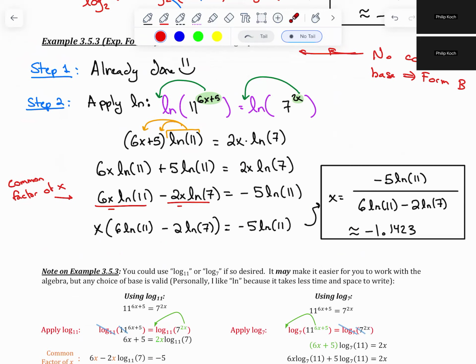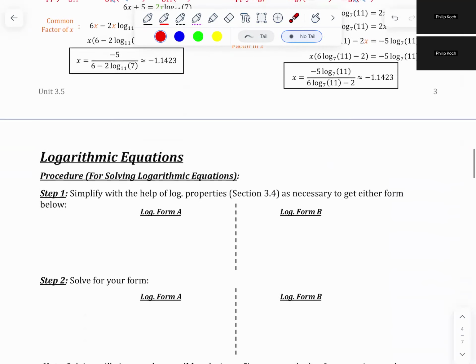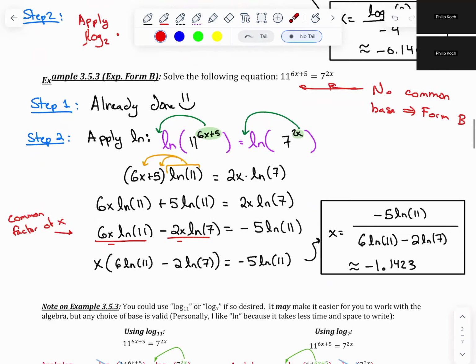Because with log base 11 or log base 7, it will cancel out one of the bases on the exponential functions, which makes it look a little bit nicer in some regards, but worse in others. All right, so that's how we solve exponential equations.